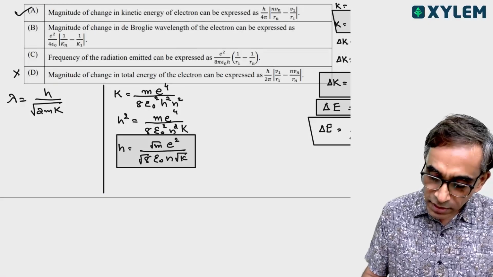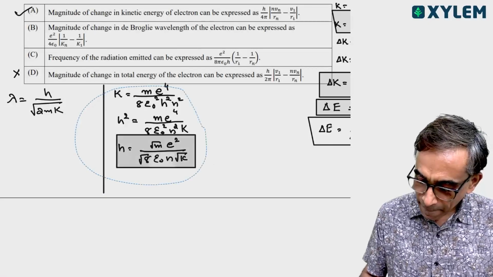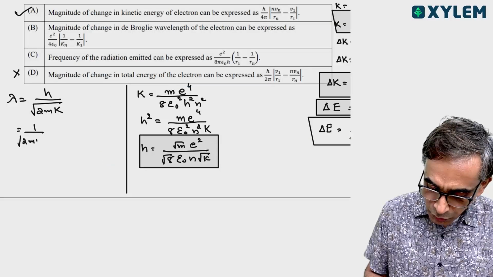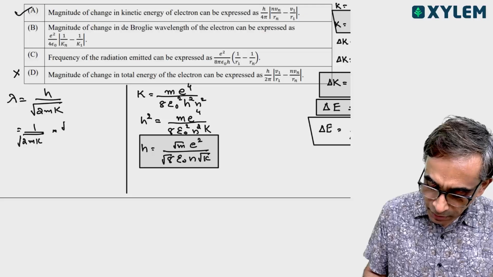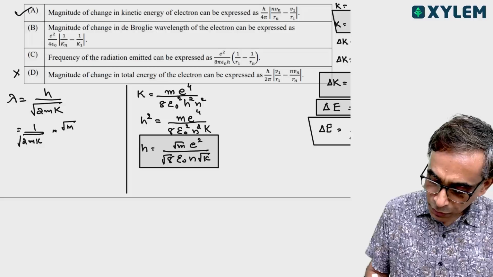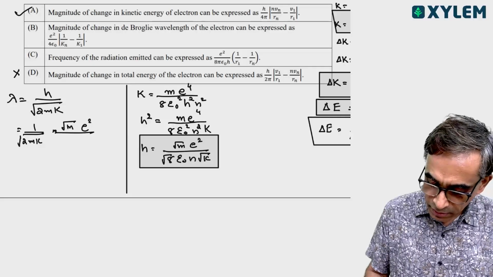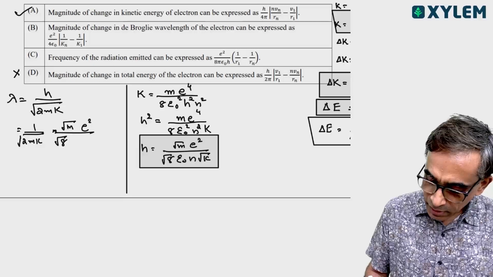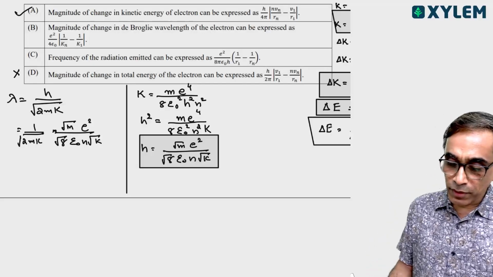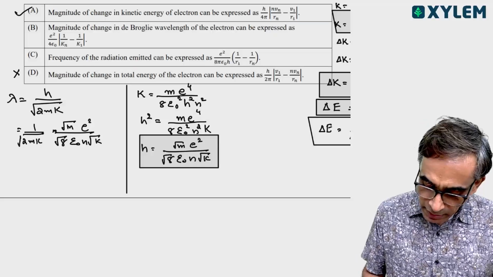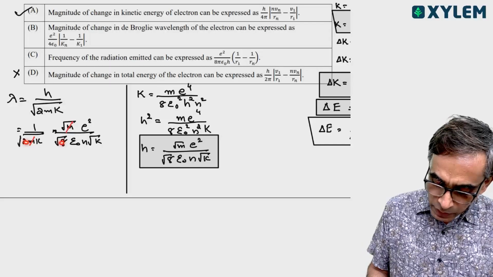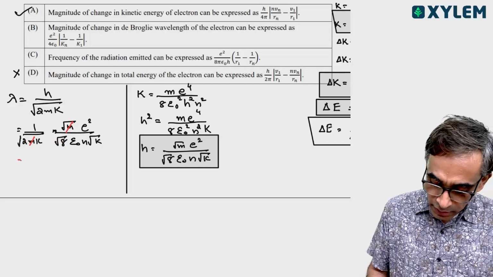Space is important. So this is h, 1 by root 2mk multiplied by root m into e squared divided by root 8 epsilon 0 n root k. So hopefully we'll get the de Broglie wavelength here. You can see that root m cancels out. And 8 into 2 is 16, 16 root is 4. So this will give you 1.